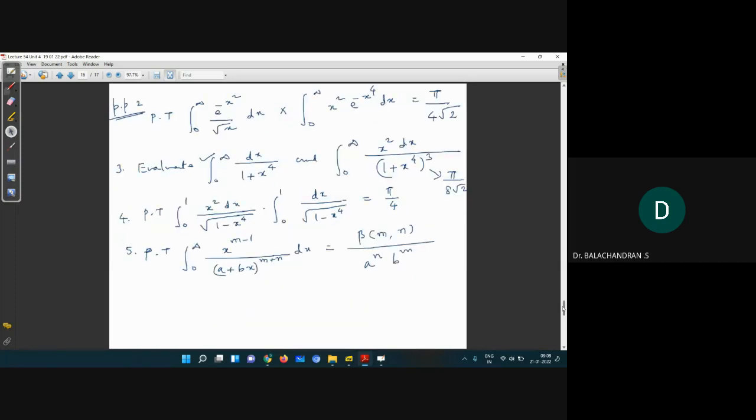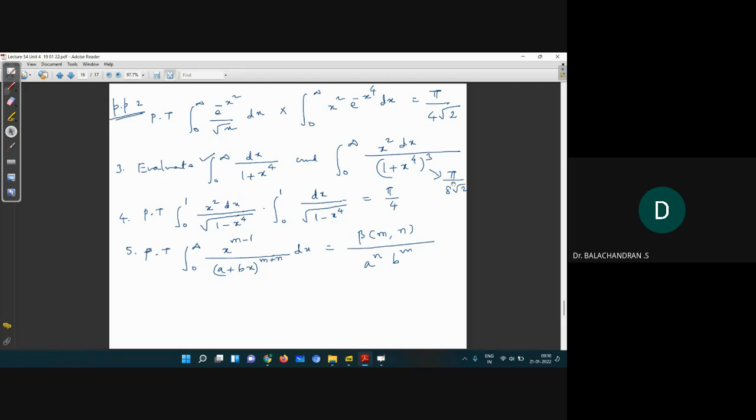Then this problem is also an example problem in the Virarajan book. Answer is pi by 4 root 2. Okay. For this problem, I already solved it in the classroom. Actually, I gave the wrong answer for this problem. And then Rahul and Poornachandra got a different answer. That's why they sent it to me.